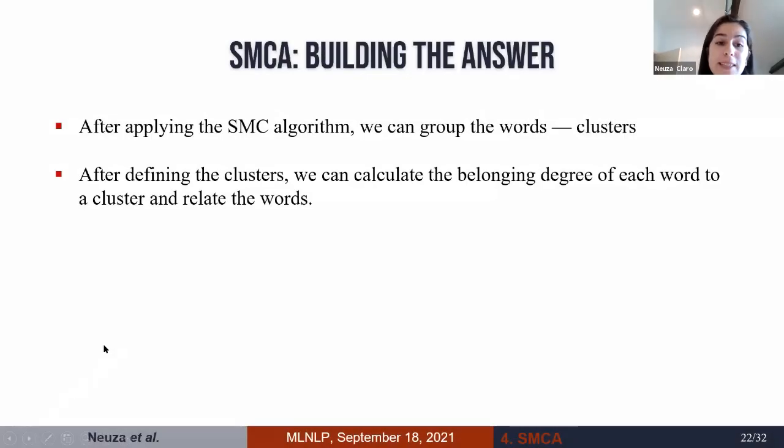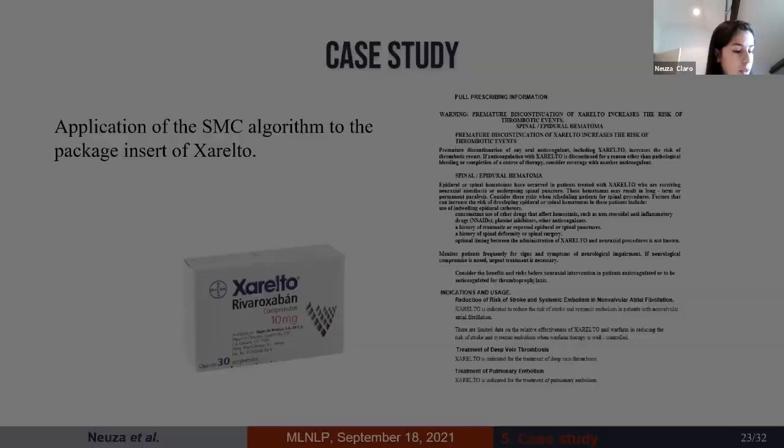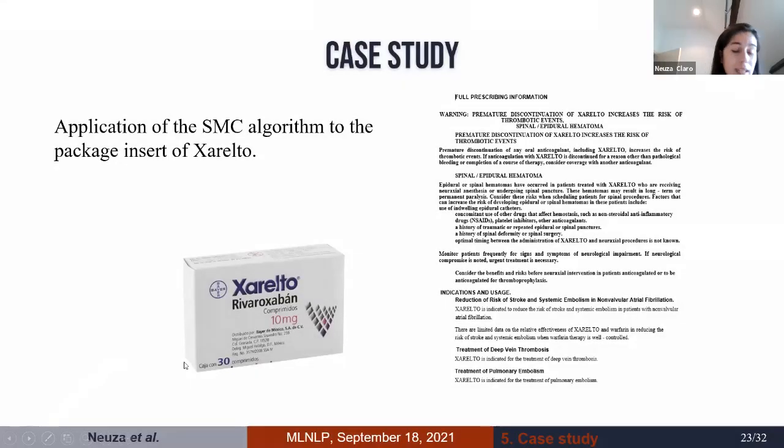After applying this SMC algorithm, you can group the words, defining clusters. After defining the clusters, we can calculate the belonging degree for each word to a cluster and relate the words. Now, let's see a case study where we apply the SMC algorithm to the package insert of Alto.